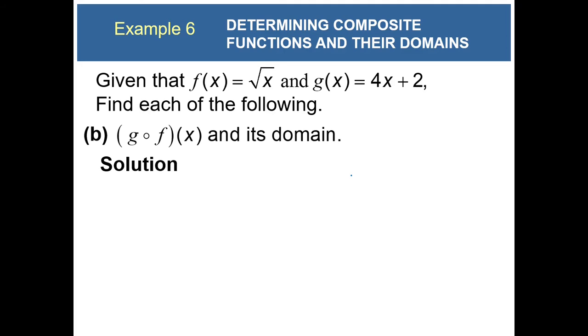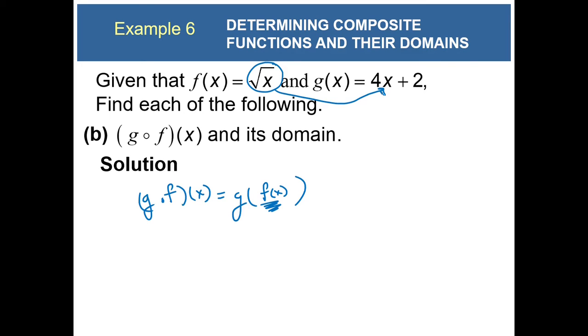Part B, we're going to look for g of f of x. G of f of x represents g of f of x, which means I'm going to take the function f of x this time and plug it into the x of the g function. This results in 4 times the square root of x plus 2. We'll simplify this as 4 root x plus 2.